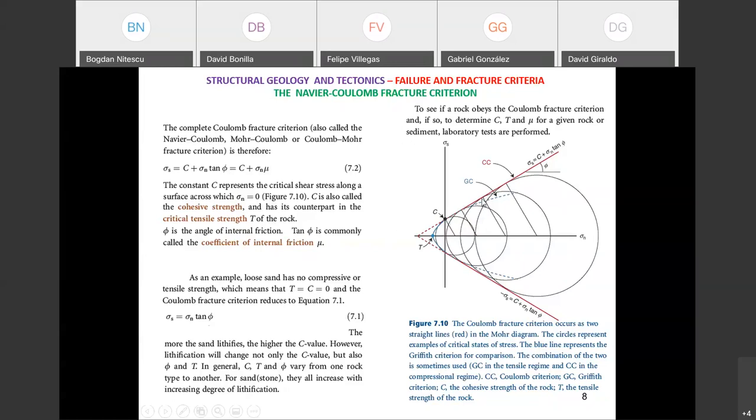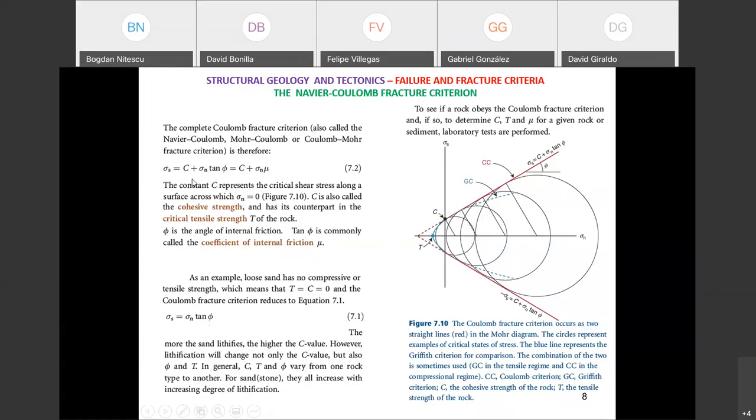You connect these points of failure, and this is a criterion, which is described here by a straight line, which mathematically is very simple. It's a very simple function. You see, a straight line. It relates sigma s, what you have on this vertical axis, to sigma n, what you have on this axis.